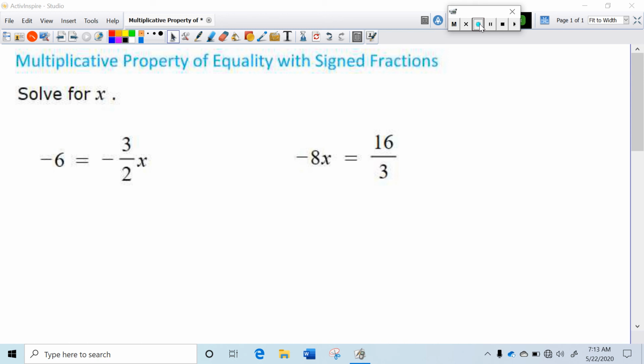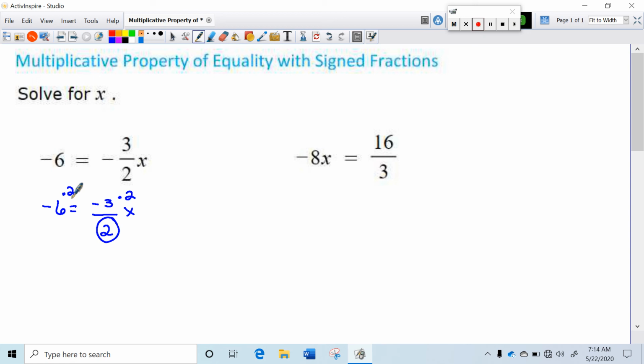Solving your equations with signed fractions, I'm going to rewrite these a little bit to deal with the negative sign. So watch what I do. Negative 6 equals, that negative out front, I'm actually going to put it up top with the 3, like this, and then my x. So now what I want to do is get rid of the denominator, the number on the bottom of the fraction. So it is a 2. So what I'm going to do is take and multiply both sides by 2.